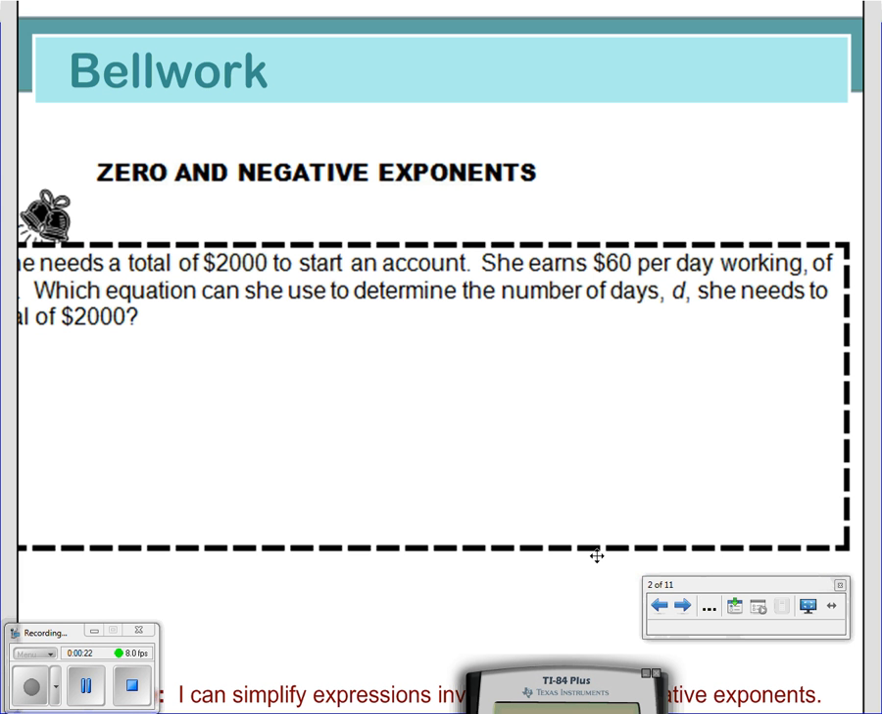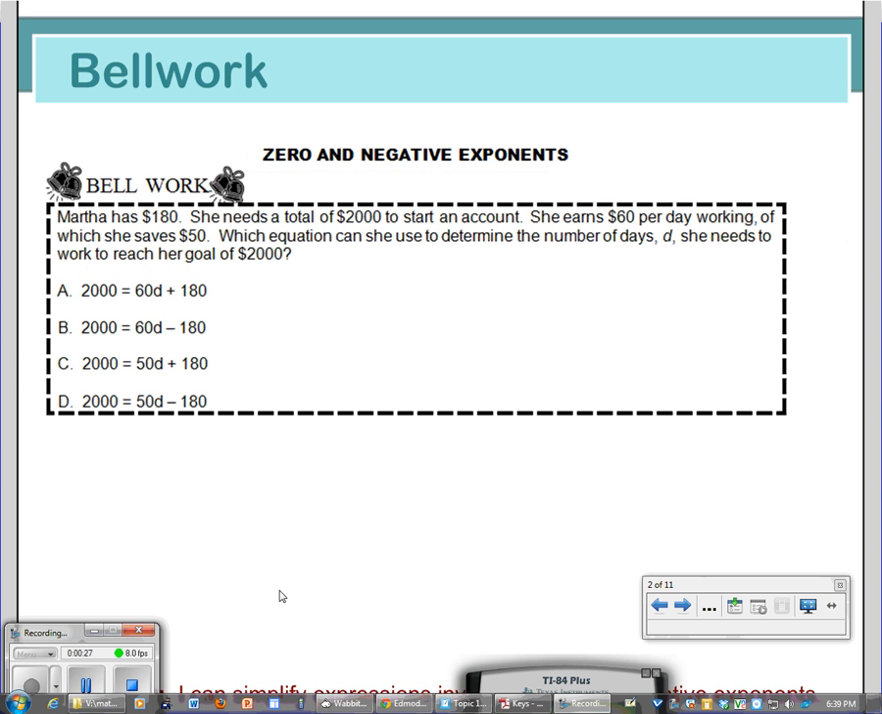Our bell work problem says, sorry about that, I had to make it so we could actually see it. Martha has $180. She needs a total of $2,000 to start an account. She earns $60 per day working, of which she saves $50. Which equation can be used to determine the number of days D she needs to reach her goal of $2,000? At this time, please pause the video and come up with your solution.